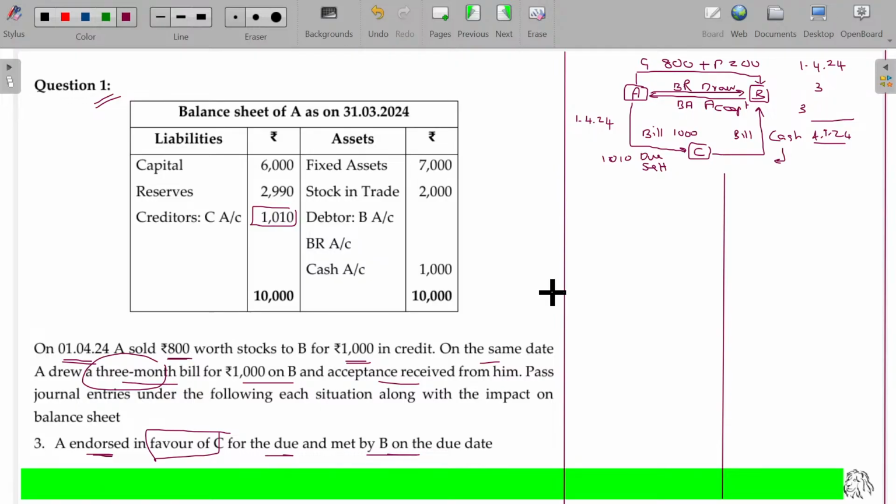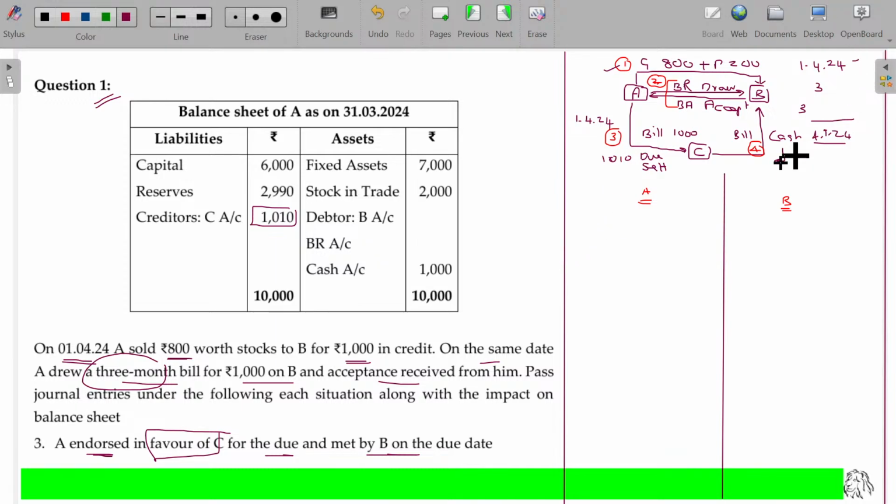Is that clear? Now I am going to pass the journal entry for the first one, sales. Second one is all about drawing and getting the acceptance of the bill. Third one being endorsing this bill in favor of C, and fourth one being encashment of the bill on the maturity date. So these are the 4 journal entries we are going to pass, in the books of A as well as in the books of B. Clear? Let's see. In the books of A, first one.